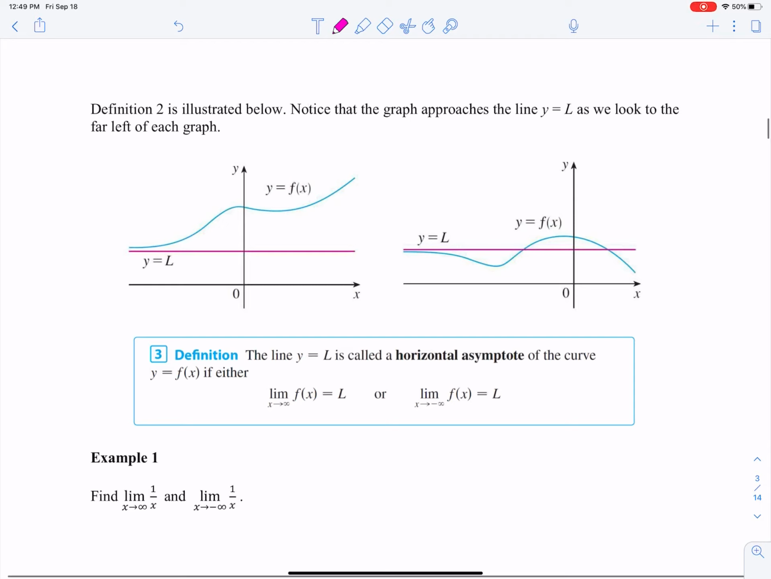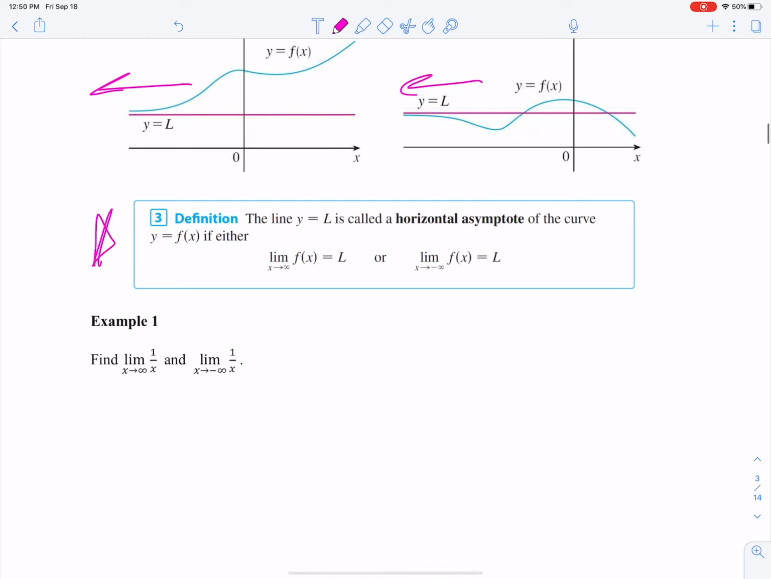Definition 2 is illustrated below. Again, same thing: we're taking these x values to negative infinity and seeing what happens to the function. Definition 3, very important.